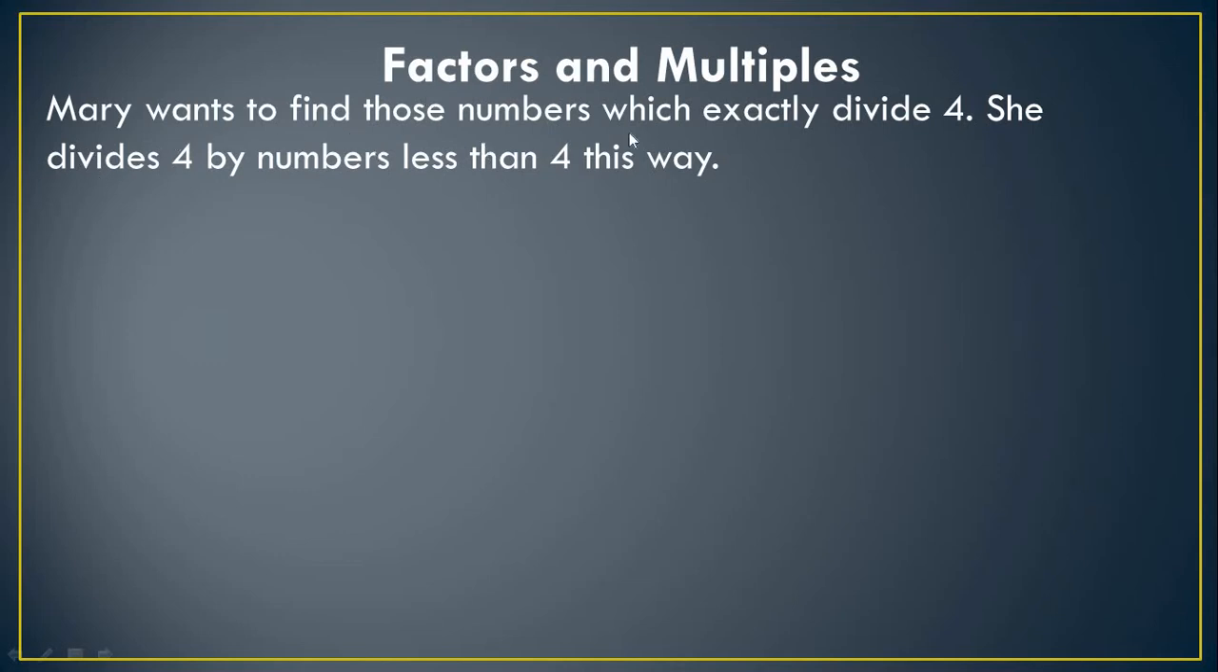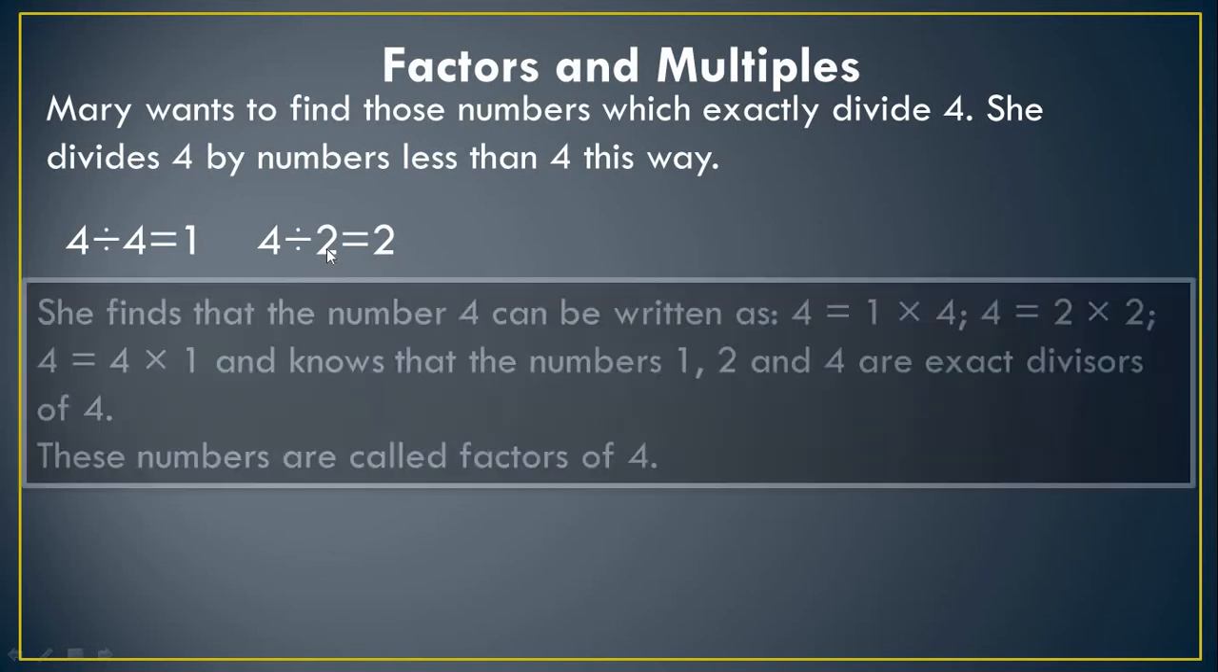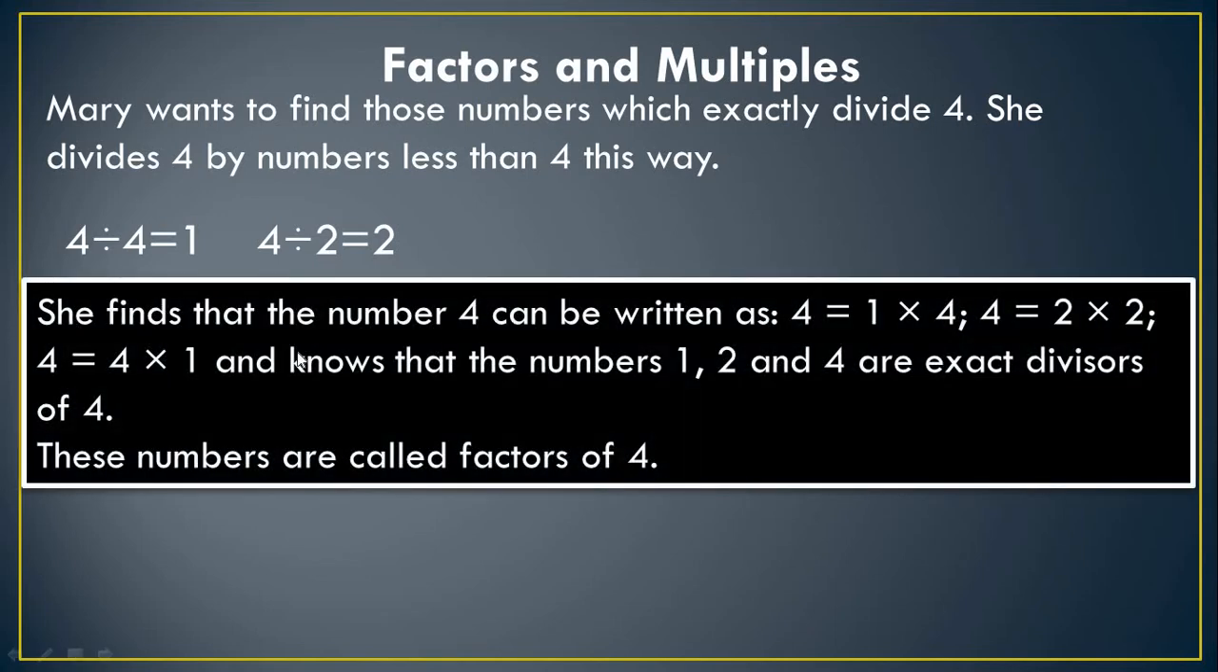Mary wants to find those numbers which exactly divide 4. She divides 4 by numbers less than 4. So here, 4 can be divided by 4. If you divide 4 by 4, you get the answer 1. The quotient will be 1. You can also divide 4 by 2. Your answer will be 2. So here we can conclude that she finds the number 4 can be written as 1 into 4. So 1 into 4 means your answer is 1, that is the quotient, and the divisor is 4.